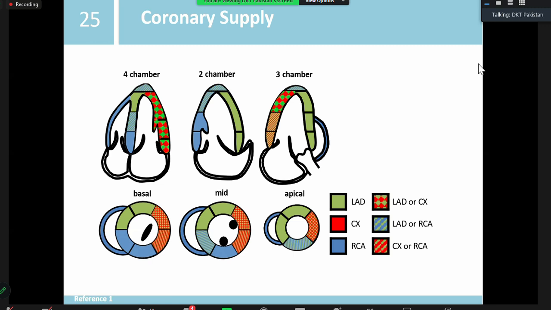Okay, so considering the distribution, this is most likely an LAD territory infarction. You will be 80% correct because in 80% the dominance is on the right side. Okay, and in 10% there can be left dominance, and in 10% there can be co-dominance. So go for the common descriptive terms and things like that.